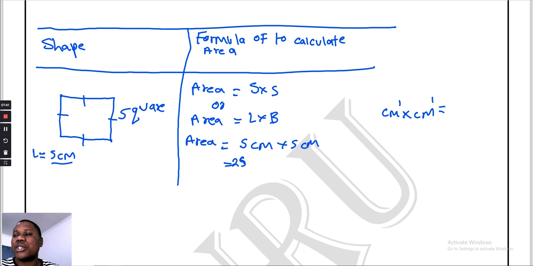So the rules of math say if the bases are the same, we add the exponents. Our base in this case is centimeter and centimeter, and our exponent is 1 and 1. So what are we going to do? We write one base and then we add our exponents. So this is going to be centimeter to the power 2. That means our answer here is 25 centimeters squared.